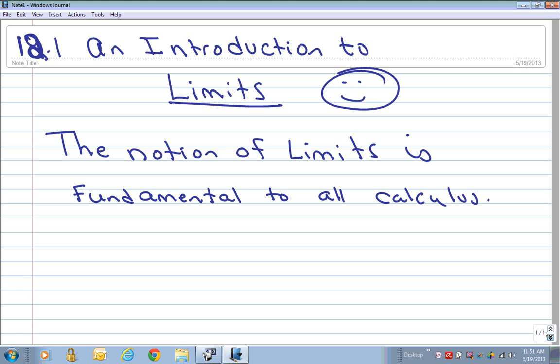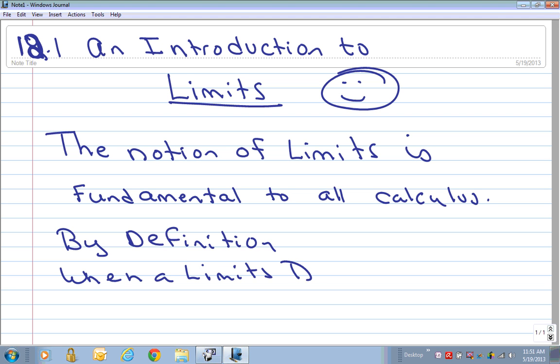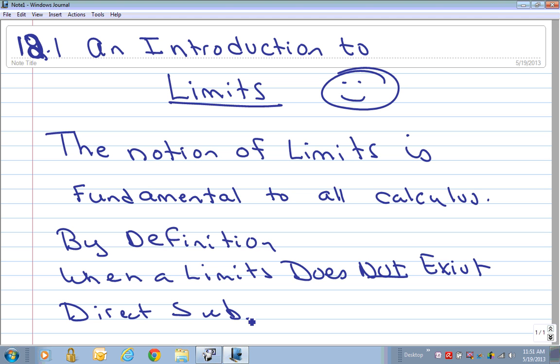So let's talk about three things. We're going to talk about its definition. We're going to talk about what is not a limit, or when a limit does not exist. And then we're going to talk about solving limits, or finding limits by direct substitution. All right, let's get started.